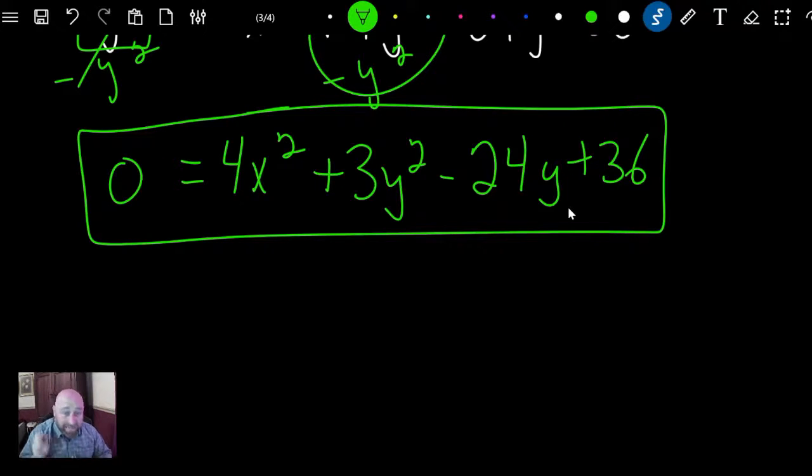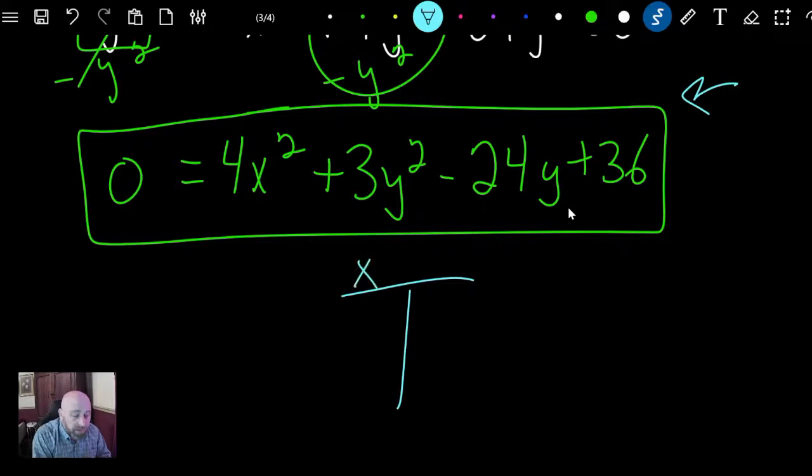Now, believe it or not, this is something that can be graphed. How would we graph this? Well, what I would do, and you don't have to do this, I'm just showing you, I would set up an X and a Y chart, right? And I would say, okay, when x is 0, what does y equal?